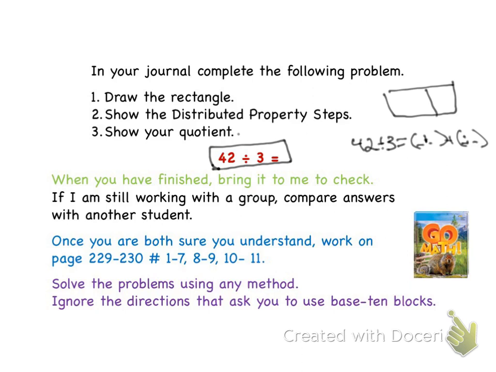Once both of you are sure you understand that, you can go and work in your math book on page 229 to 230. You're going to start with numbers 1 through 7. Work with your buddy. Make sure 1 to 7 is correct. After you finish 1 to 7, look at 8 and 9. And last, look at 10 and 11. Solve the problems using any method. We've learned a couple of methods this week. Ignore the directions that ask you to use base 10 blocks. I did not show you how to use base 10 blocks. So when you get to that, just ignore it.